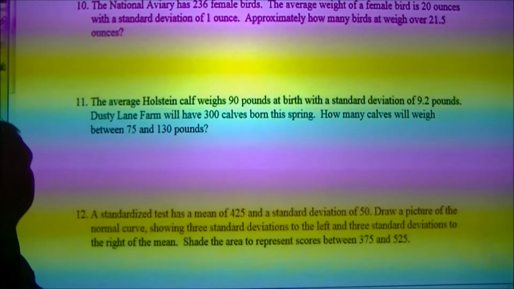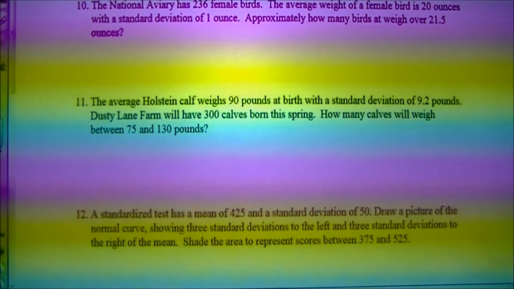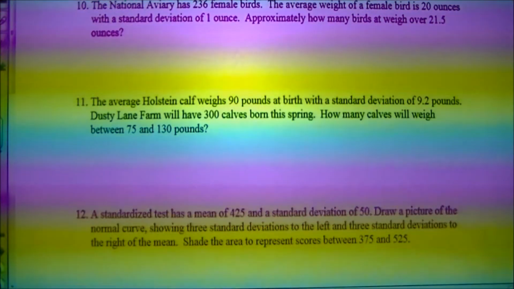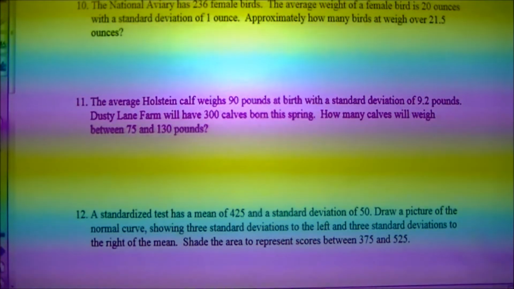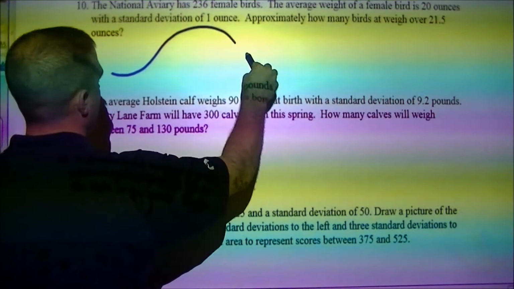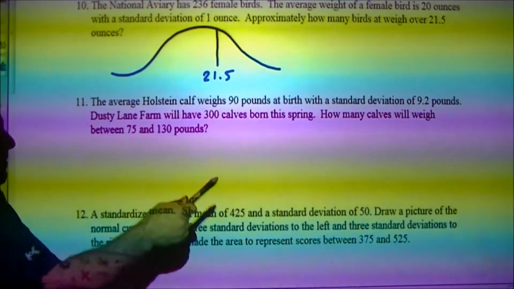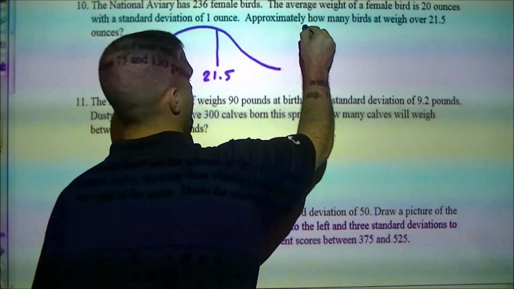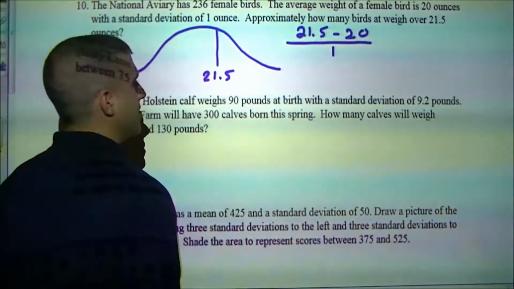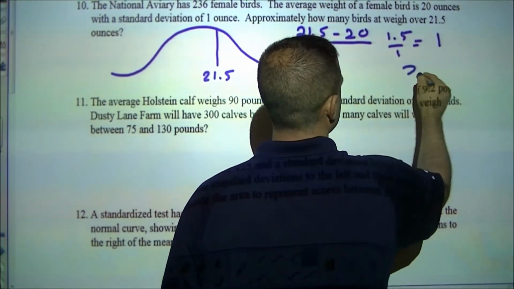The national aviary has 236 birds. The average weight of a bird is 20 ounces with a standard deviation of 1 ounce. Approximately how many birds weigh over 21.5 ounces? All right, so I'm going to figure out the z-score for 21.5, and the probabilities of both sides. First thing is the z-score: the item minus the average, divided by the standard deviation. So that's 1.5 divided by 1, so my z-score is 1.5.